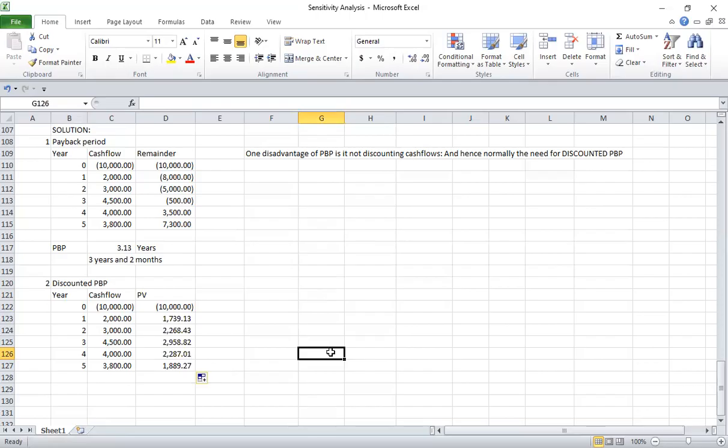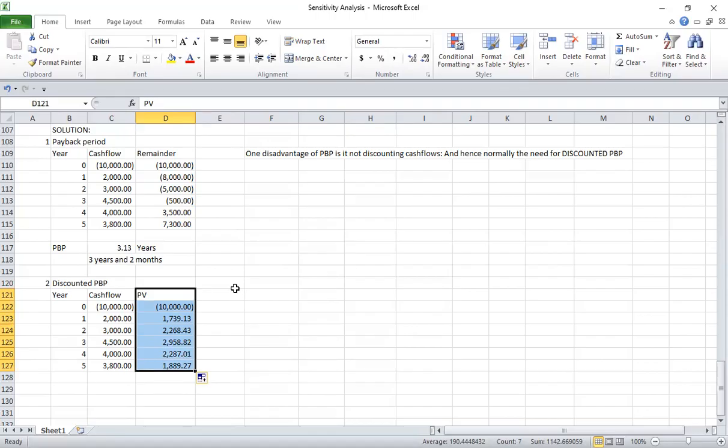Now, the discounted payback period is computed similarly to the one we have done in part 1, only now we work with the present values of the cash flows. We now work with the discounted cash flows.